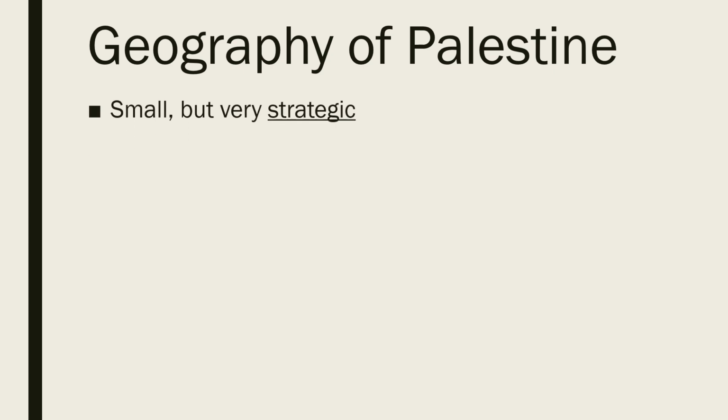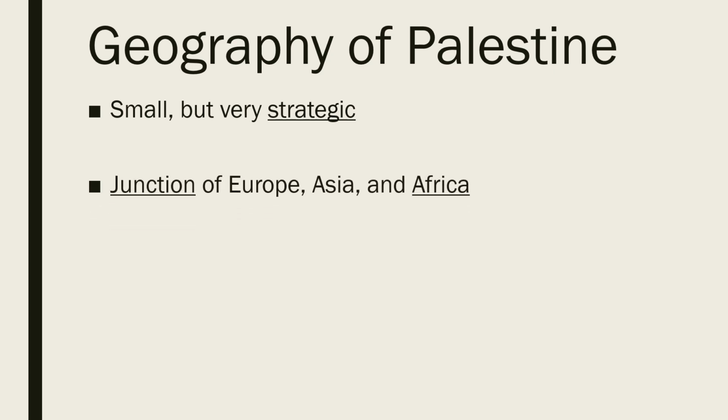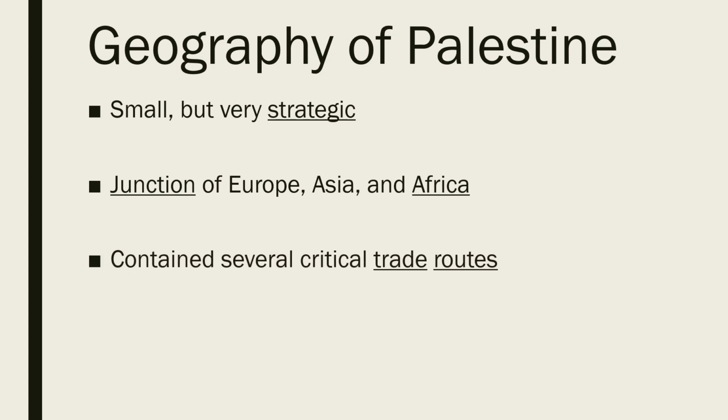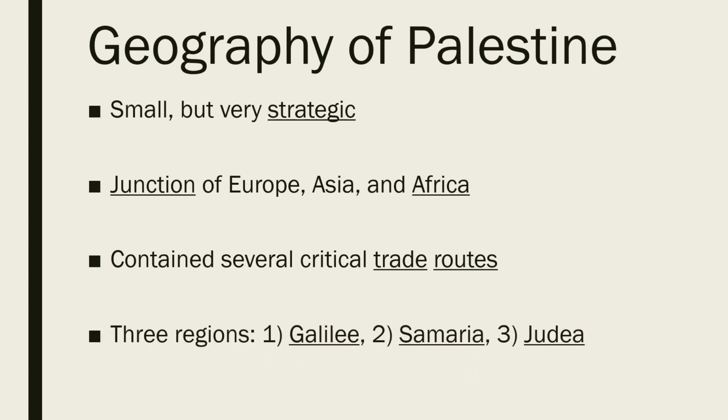All right, so what you need to know about the geography of Palestine: it is small, but it is very strategic. It's at the junction of three continents: Europe, Asia, and Africa. And it contains several very critical trade routes. Before I illustrate that, let me also tell you that it has three regions: Galilee, Samaria, and Judea. I'll tell you more in depth on those in just a moment. But now to the map.